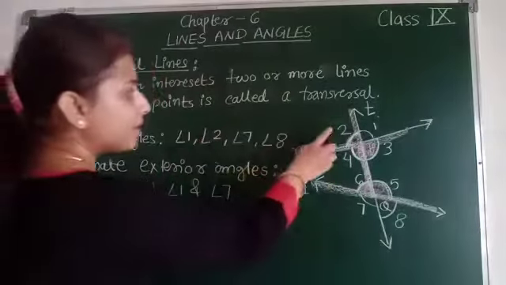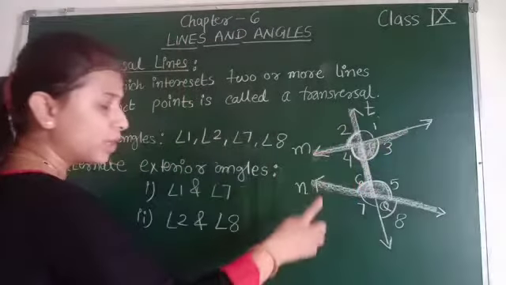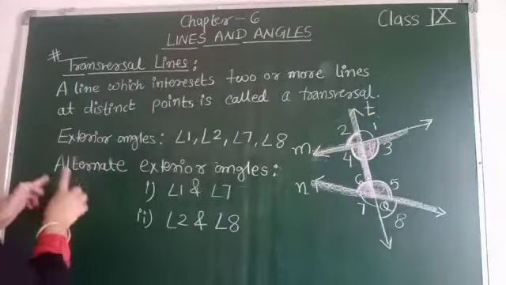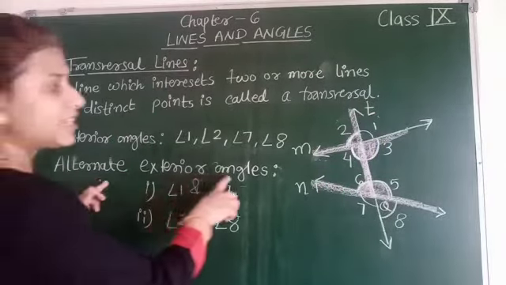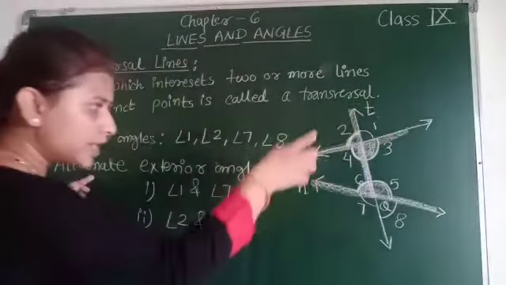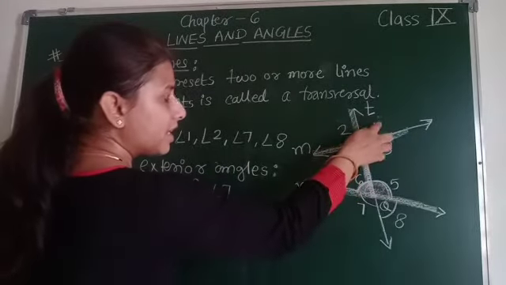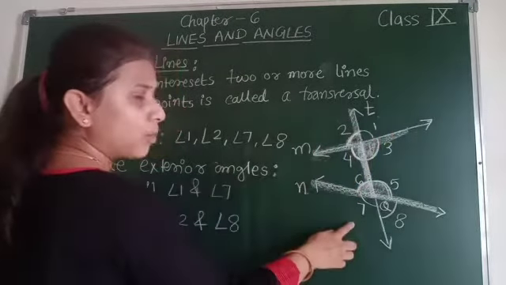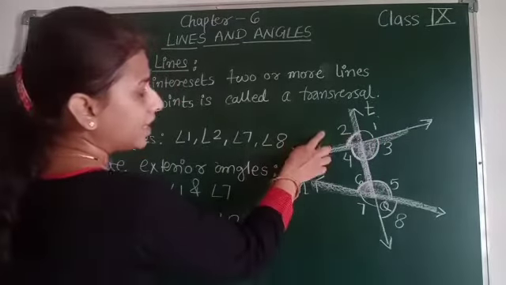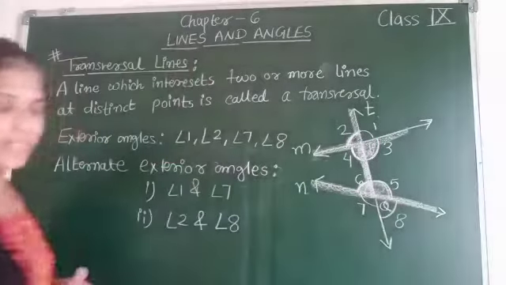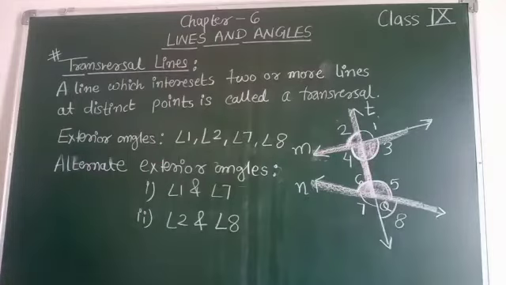Always remember, if you want to find the alternate exterior angles, you just have to see in the cross of this angle. As you can see here, in the cross of angle 1 is angle 7, and in the cross of angle 2 is angle 8. So these are your alternate exterior angles.